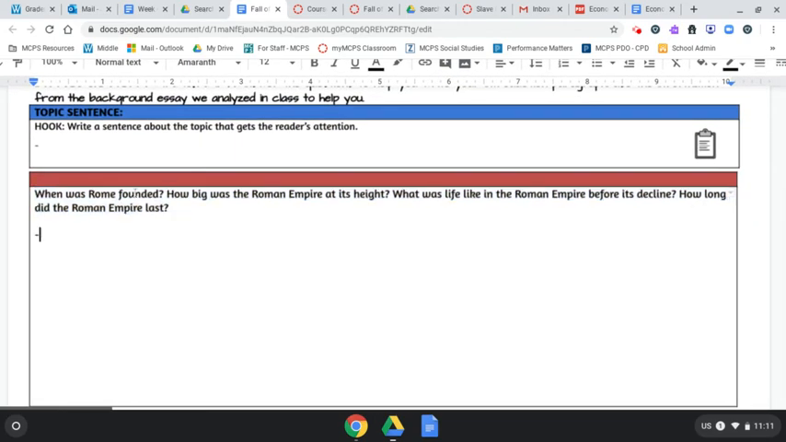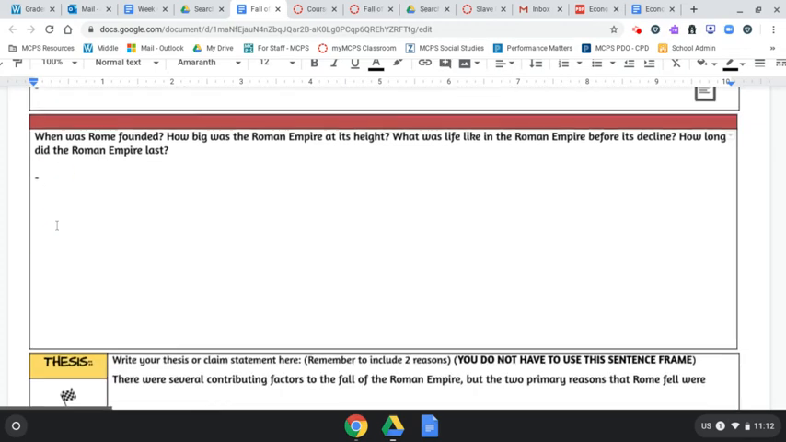When was Rome founded? Meaning, when did Rome start? When did the Roman Empire start? How big was the Roman Empire? How much land did it take over? How many different parts of the world? You could mention some of those parts of the world, and maybe some details about life in the Roman Empire before it started to decline or fall apart. Also, maybe mention how long the Roman Empire lasted. It would be really nice for the reader to understand that.